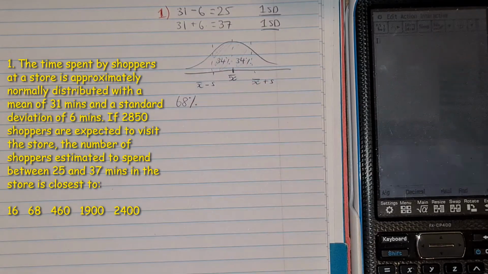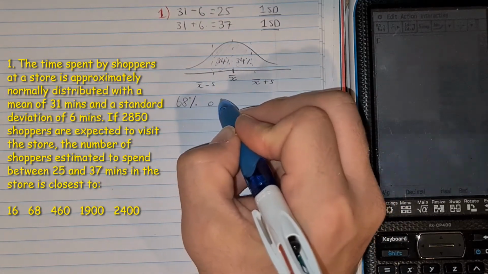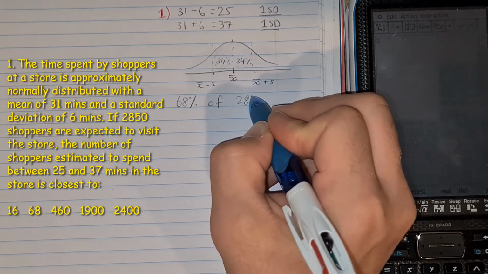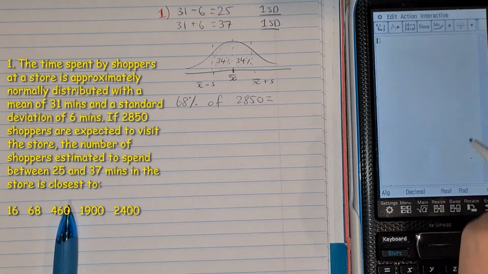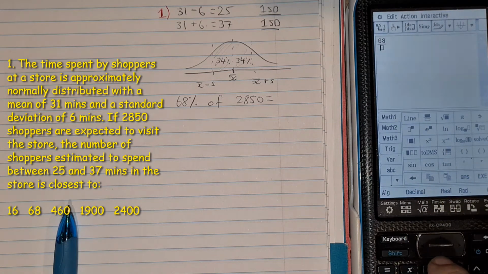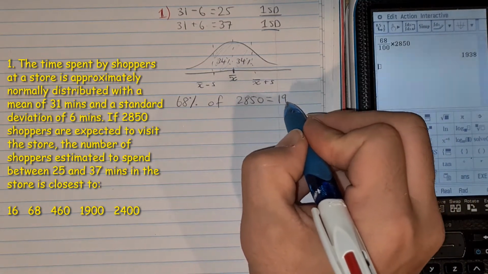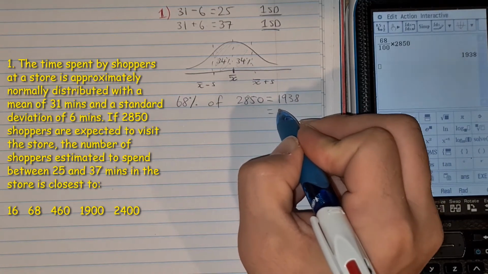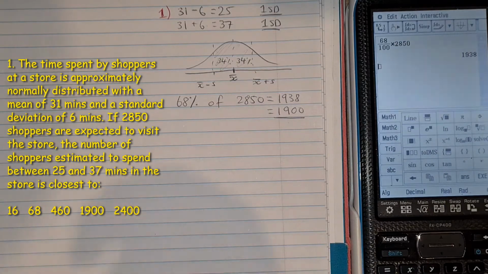Now, to figure out how many shoppers are going to spend between 25 and 37 minutes, we need to know what is 68% of the total amount of shoppers, 2,850. So 68% of 2,850, which is 1,938. Now that number is closest to 1,900, and that is our correct answer.